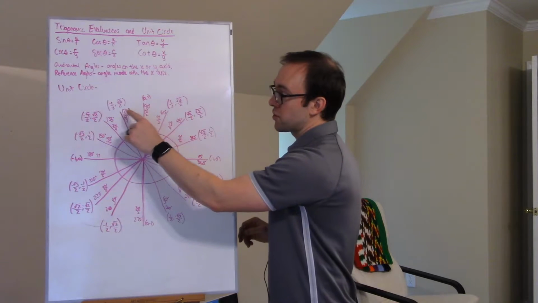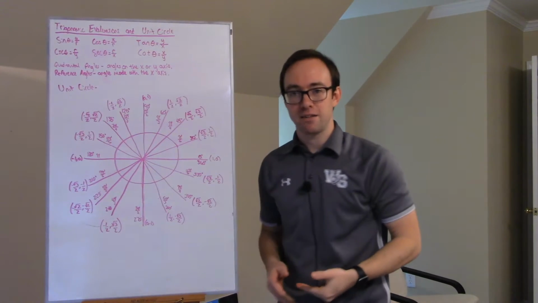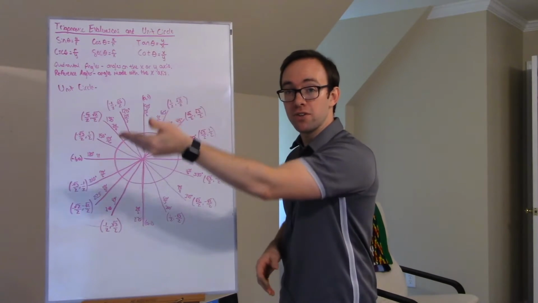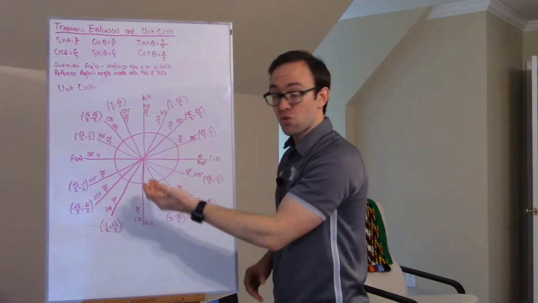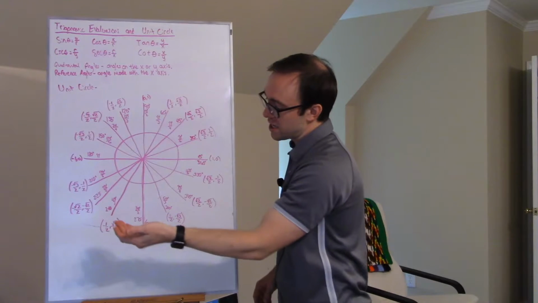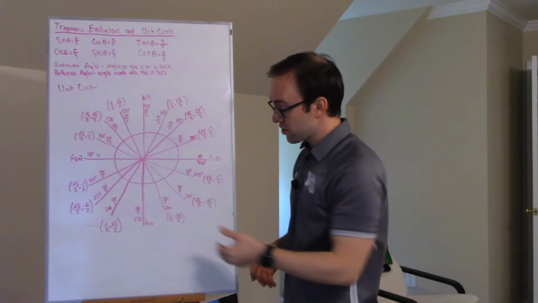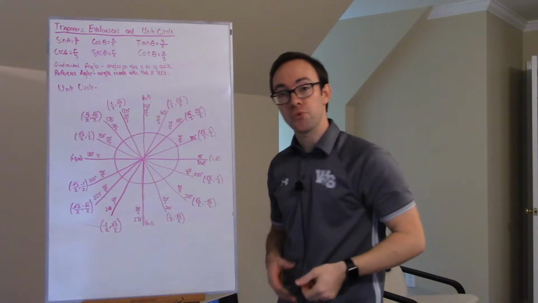And then you have 120 degrees, 135, 150, and then 180. There again, 30, 15, 15, 30 again. And then for the next quadrant, you have 210, 225, 240, and then 270. And in the final quadrant, you have 300, 315, 330, and then 360.